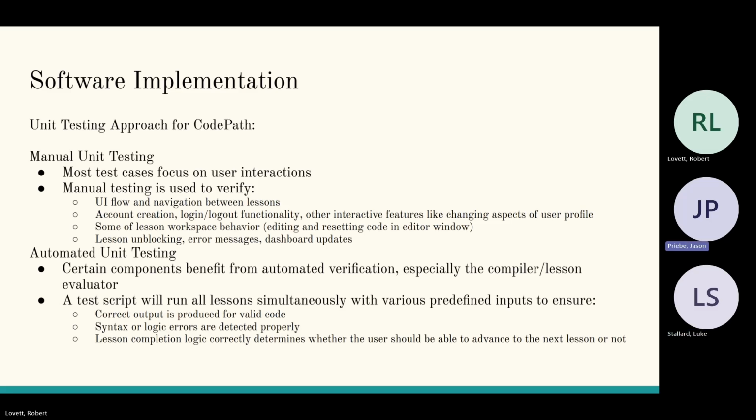For our unit testing approach for CodePath, we applied both manual unit testing and automated unit testing. Manual testing was used to verify UI flow, navigation between lessons, account creation, login, logout functionality, lesson unblocking, error messages, some of the lesson workspace behavior, basically all kinds of the core website functionality. Whereas automated unit testing was used for certain components, mainly the compiler and lesson evaluator.